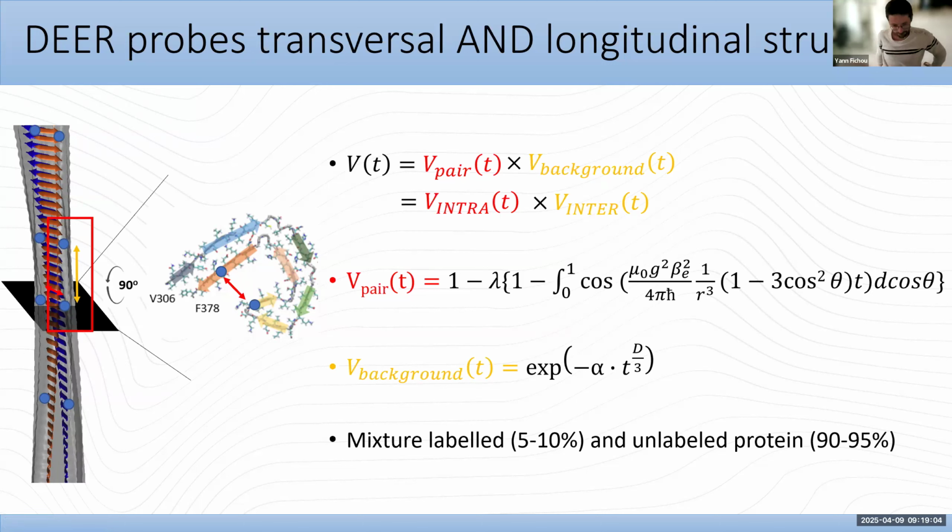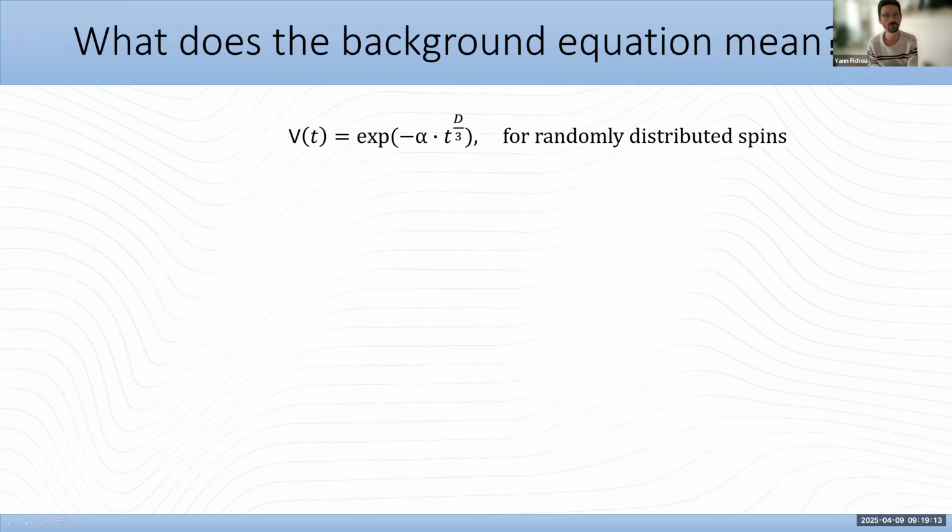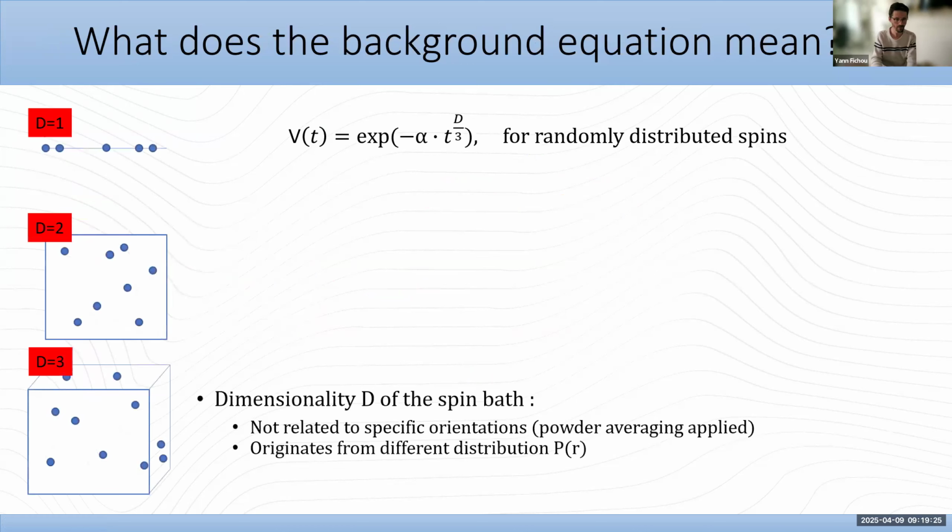All right, so how do we do this? Well, the background is here. This is the expression we typically used, so I can give you a bit more information on what this means. First of all, this is an expression derived from randomly distributed spins, considering that there is no specific interaction. You have the parameter D, which is the dimensionality of your spin bath, whether it evolves on a line, on a surface, or in a volume, the solution, for example.